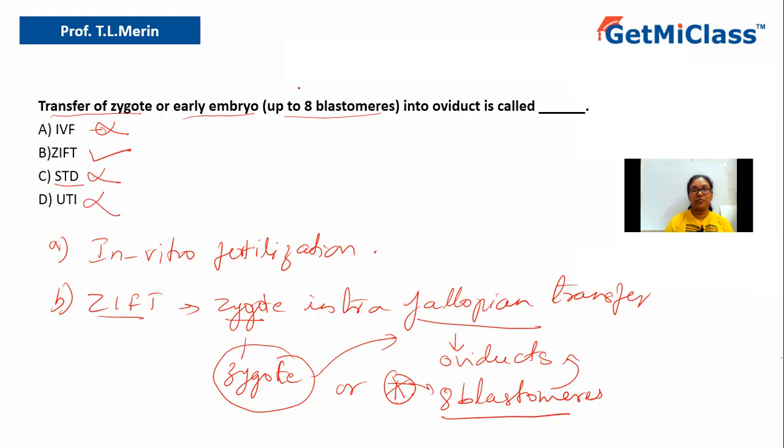The correct answer is option B. So let us conclude the answer. What is the correct answer? The correct answer is option B.